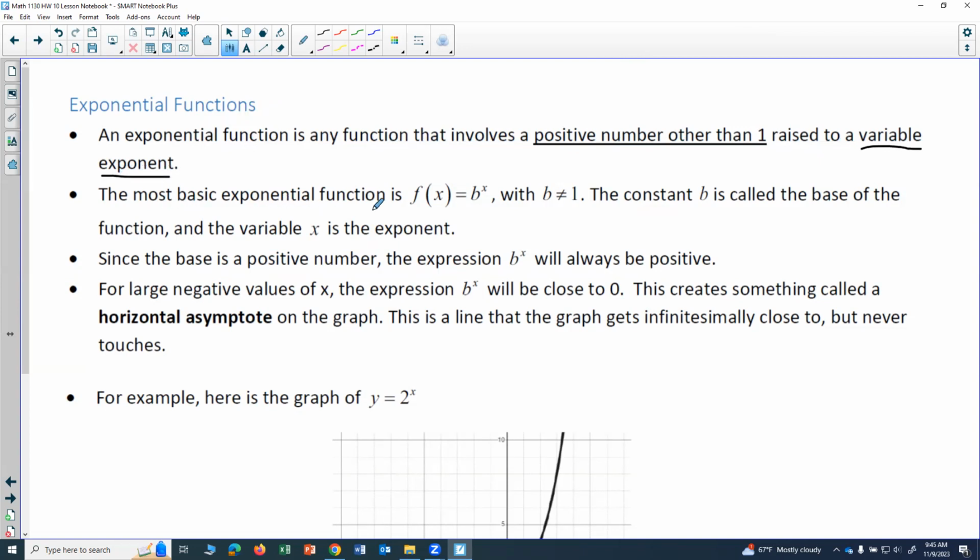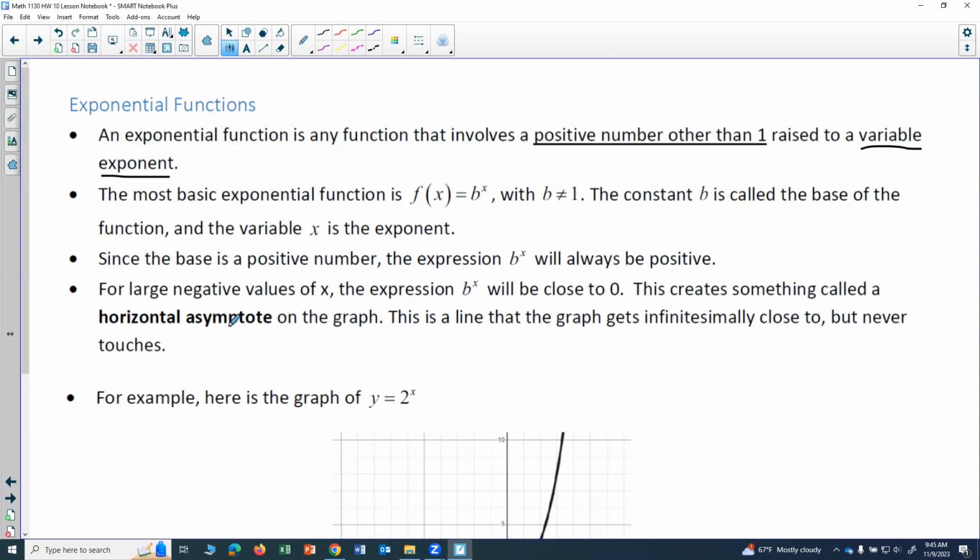The most basic exponential function is f of x equals b to the x with b not equal to 1. And the constant b is called the base of the function, and the variable x is called the exponent of the function. Since the base is a positive number, the expression b to the x will always be positive.